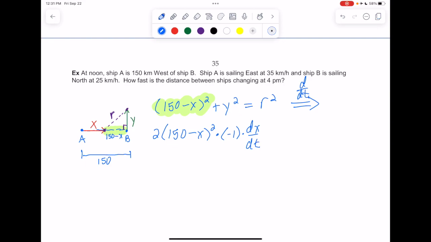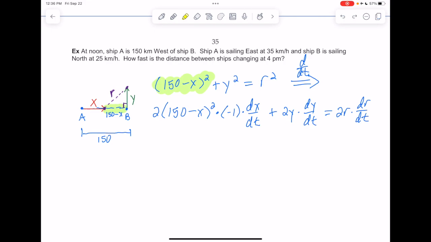The other ones go a lot more like they did last time. Derivative of y squared is 2y. The chain rule piece is times dy/dt. On the other side, the derivative of r squared would be 2r. The chain rule piece, because we're differentiating with respect to t, would be dr/dt. So here's an equation, a messy one, but it fits it all together and it has rates in it. So now we want to start trying to gather all the information and catalog it.